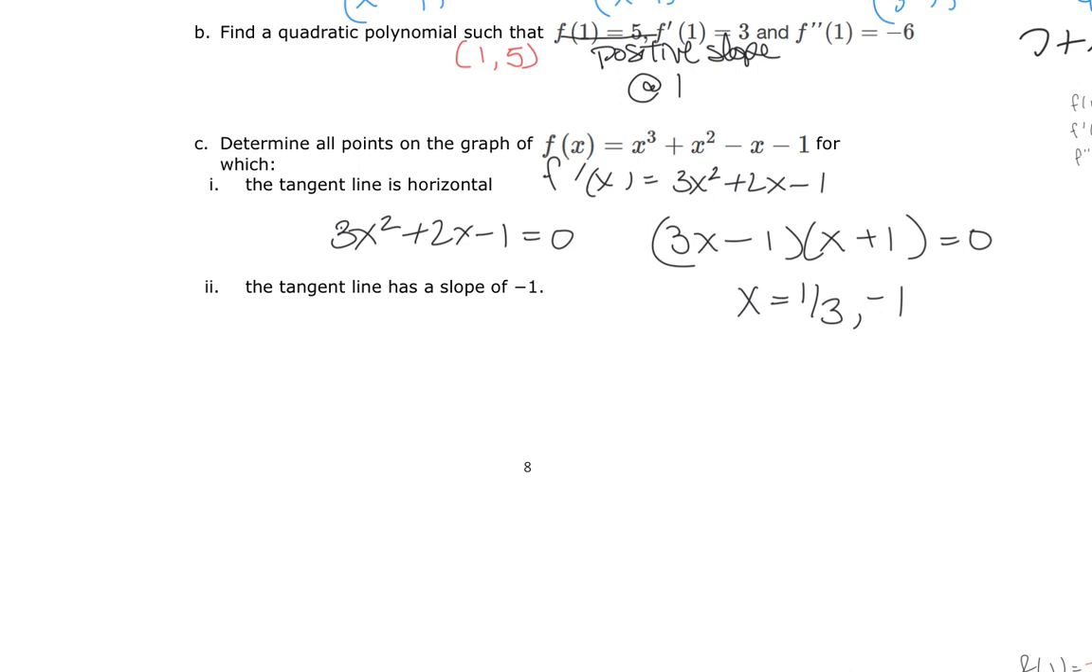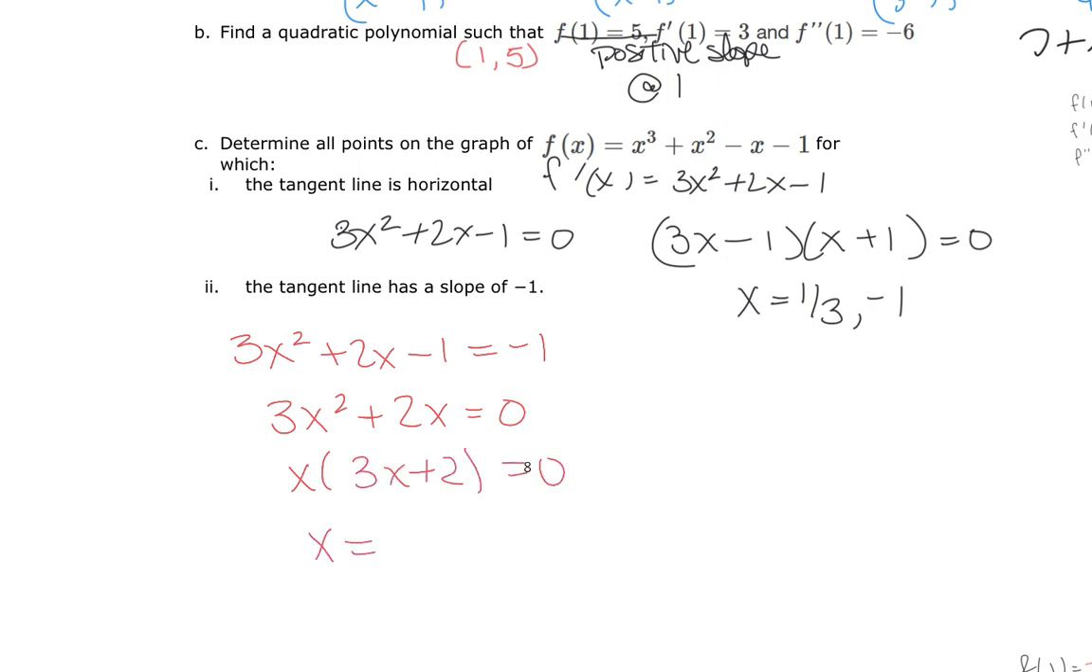Last problem. I know this is a long video, longer than usual. We're going to set our derivative, which is 3x squared plus 2x minus 1, equal to that negative 1. So we have 3x squared plus 2x is equal to 0, because I added 1 to both sides. Factoring out an x, my answers are at x equals 0 and when x is equal to negative 2/3.